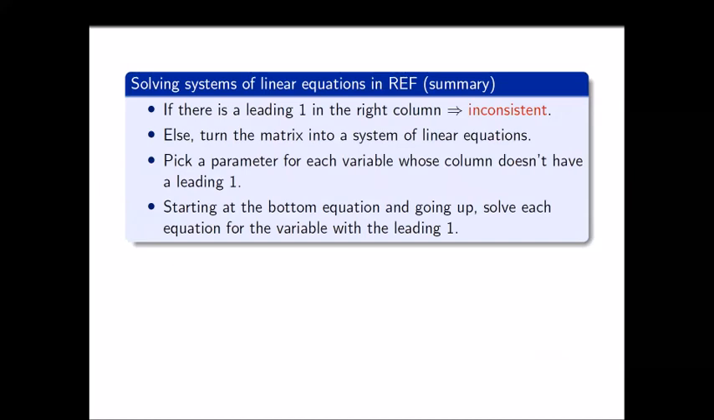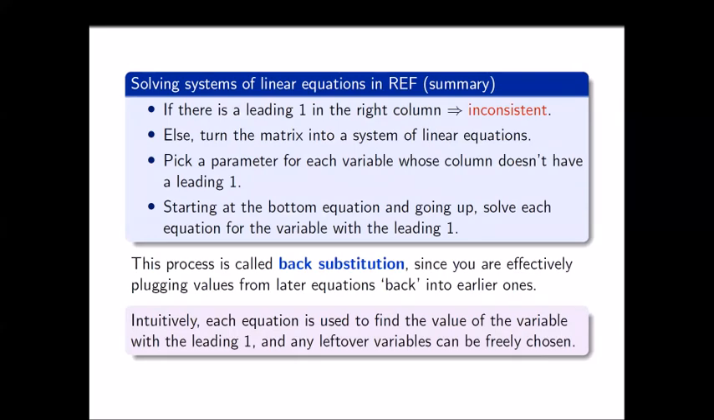So to summarize, if there is a leading one in the right column, the system is inconsistent and has no solutions. Otherwise, turn the matrix into a system of linear equations. Pick a parameter for each variable whose column doesn't have a leading one, like we did in the previous example, and then start at the bottom, keep going up, and solve each equation for the variable with the leading one. Now, this process of starting from the bottom and going back up is called back substitution.